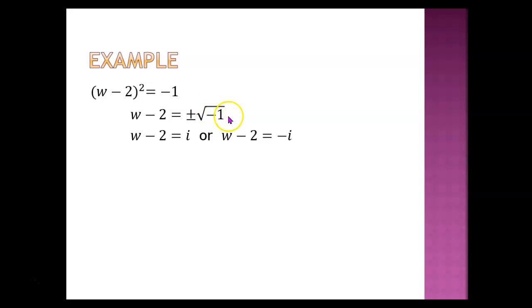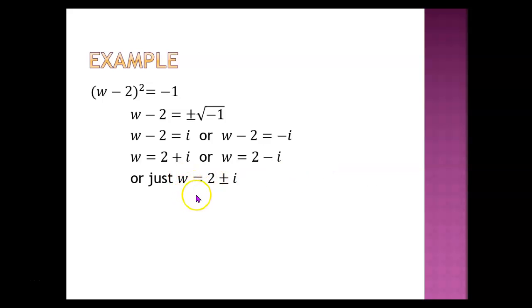It would be i. Square root of positive 1 would be 1. Square root of negative 1 would be 1 times i, or just i itself. That's what i stands for. It's the square root of negative 1. So w minus 2 equals i, or w minus 2 equals negative i, and then to get w by itself, add 2 to both sides. w equals 2 plus i, or w equals 2 minus i.